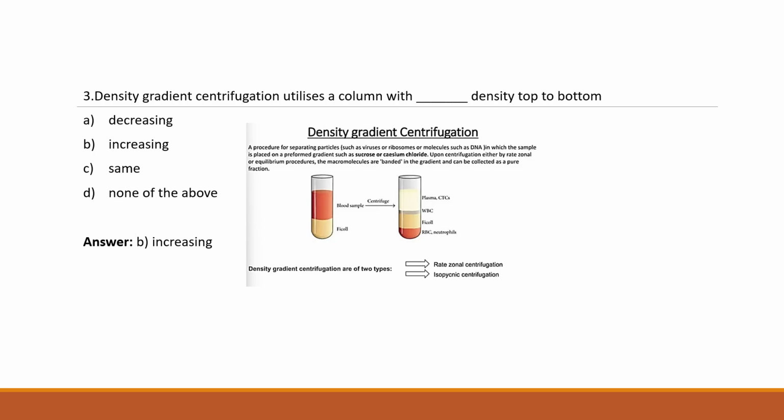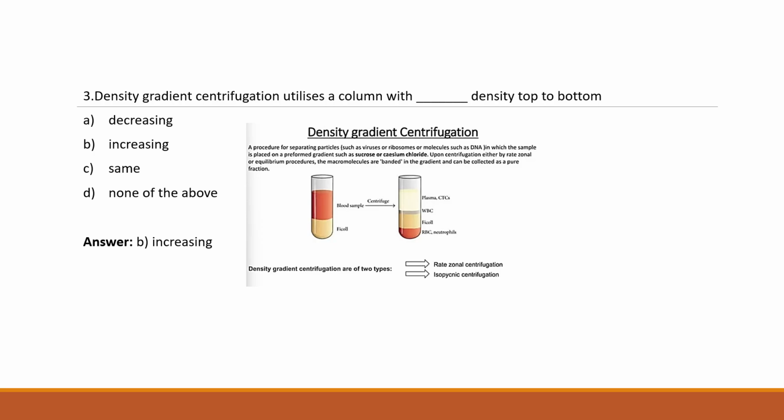So what is density gradient centrifugation? It is a procedure for separating particles such as viruses or ribosomes, or molecules such as DNA, or even different types of cells. If there is a difference in the density of the cells, you can separate them. So anything in which you have a mixture of proteins or biological molecules or cells which differ in density from each other can be separated by density gradient centrifugation.